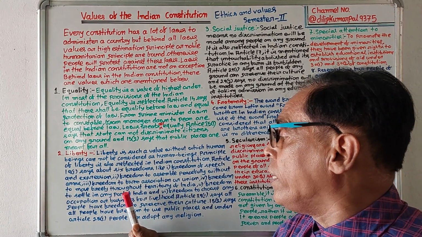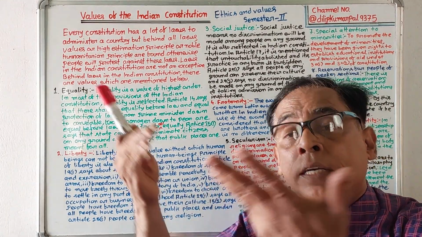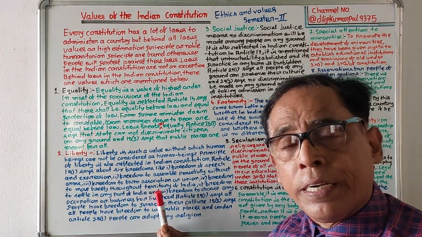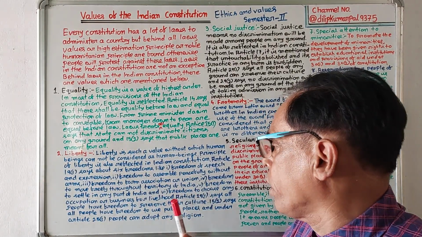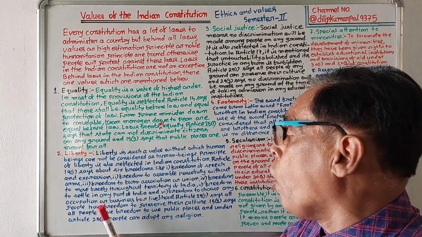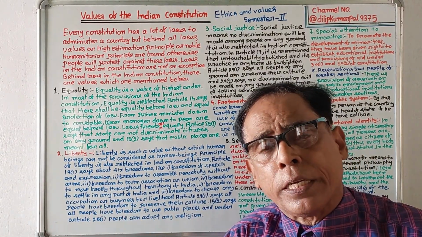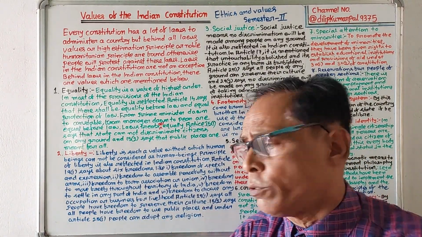Freedom to move freely throughout the territory of India: they can move freely throughout the territory of India. Freedom to settle in any part of India: they can settle in any part of India. Freedom to choose any occupation or business for livelihood: they can choose any occupation, business or profession for their livelihood.